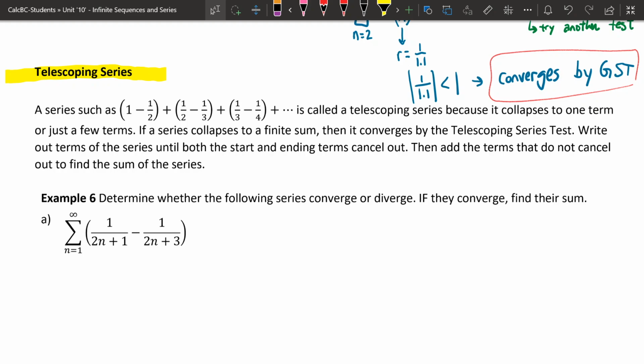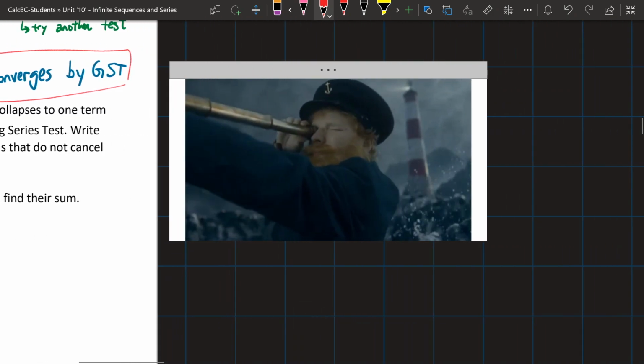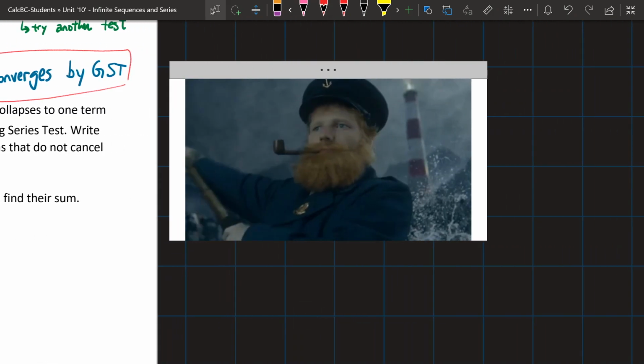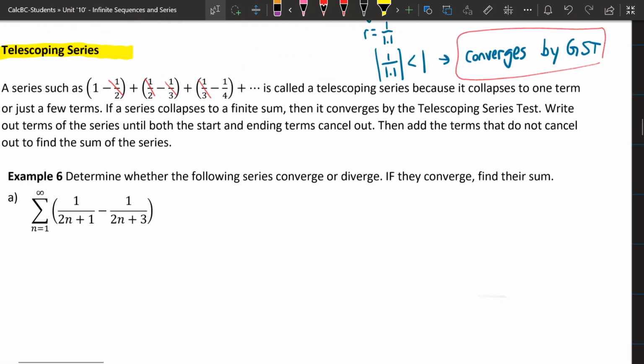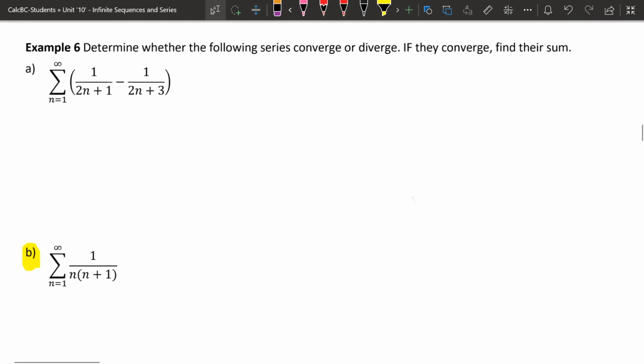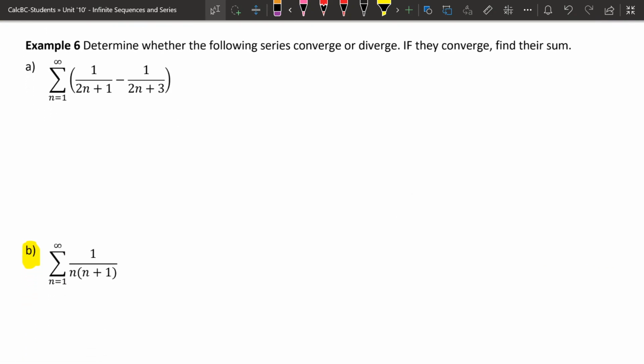It's telescoping in the sense that it looks like it's really big, but it can be compressed into a few terms. If you notice in this test here, you can cross out those 0 pairs essentially. We got Ed here showing us a telescope. Thanks, buddy. Example 6 says determine whether the following series converges or diverges. If they converge, find their sum.